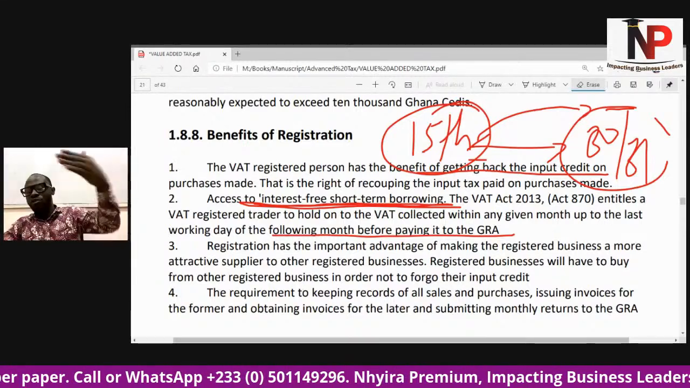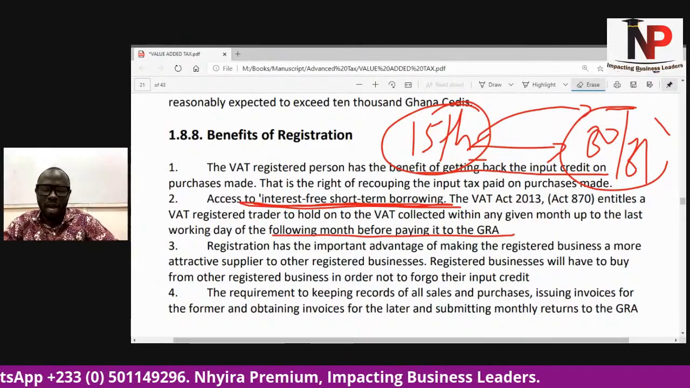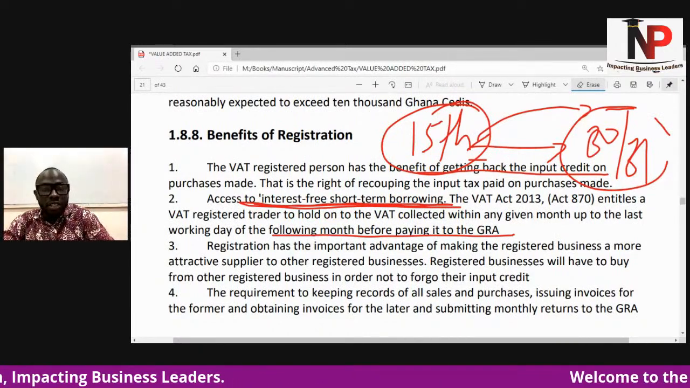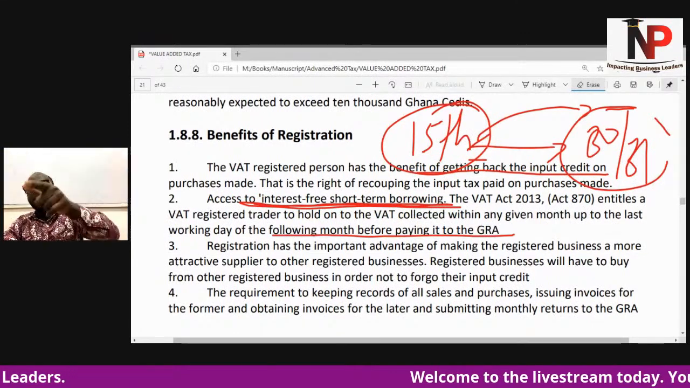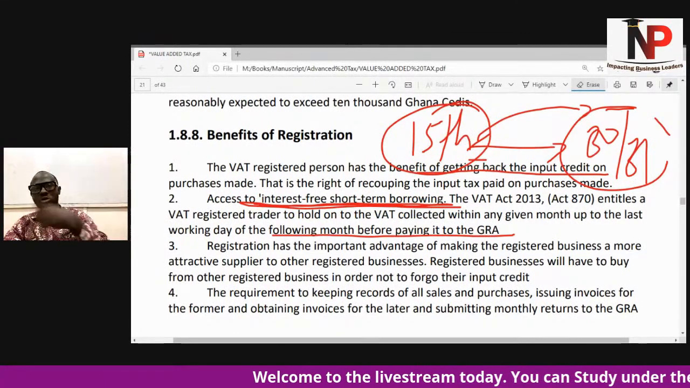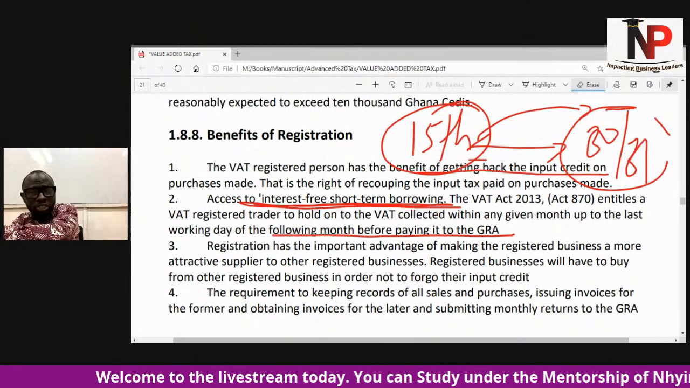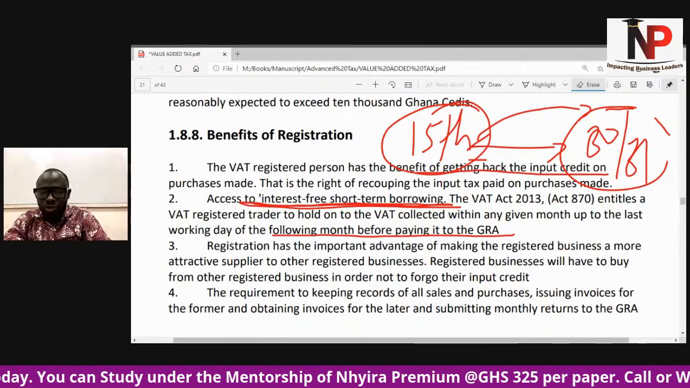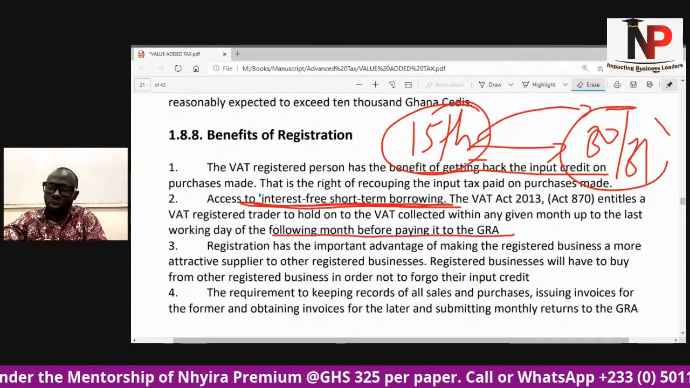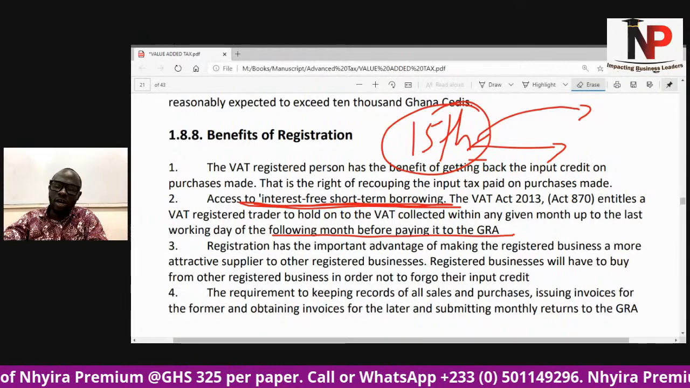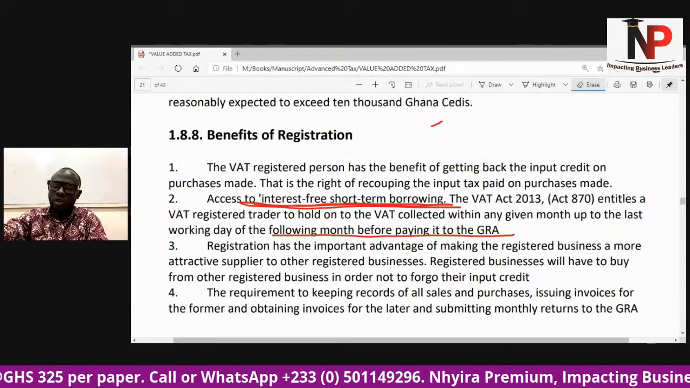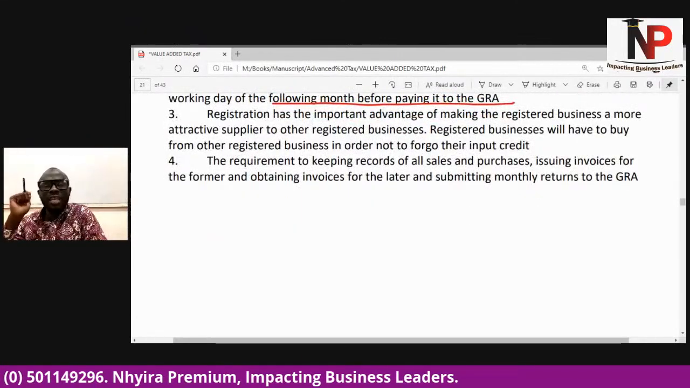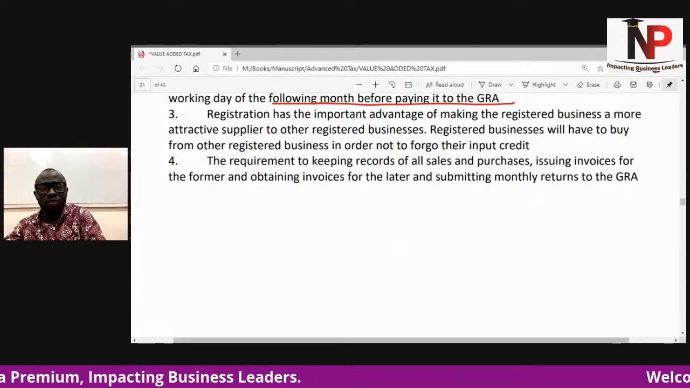Why? Because registered businesses will have to buy from other registered businesses in order not to forgo their input credits. That is the thing. Because if you register and I register and I buy from you, you charge me, I'm also going to charge somebody. So at the end of the year, when I pay the VAT, it's not going to be an issue in relation to that. So it also brings about a lot of business opportunities and makes your business more attractive for similar organizations.